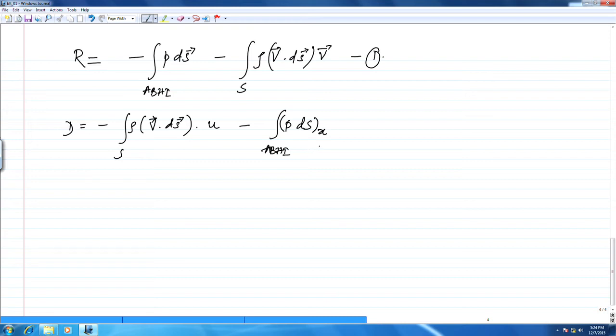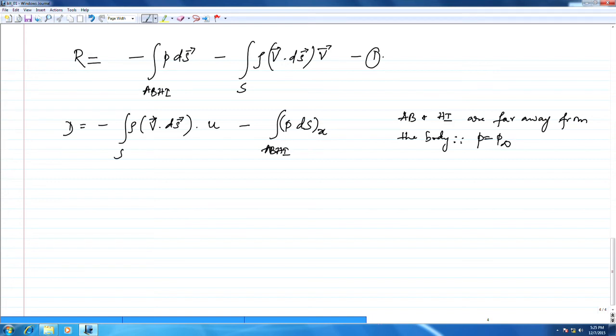Okay. Again, now AB and HI are far away from the body, which we have already mentioned. So AB and HI are far away from the body, such that essentially what we have there is free stream pressure.